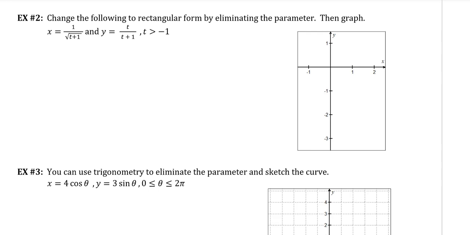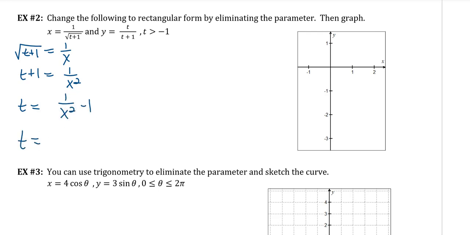I'm going to cross multiply here. So I'm going to have the square root of t plus 1 equals 1 over x. I'm going to square both sides. t plus 1 equals 1 over x squared, and then I'm going to solve for t, so I have t equals 1 over x squared minus 1, and I'm going to create a common denominator and make one fraction because it'll be easier to substitute into y. So this becomes 1 minus x squared over x squared.